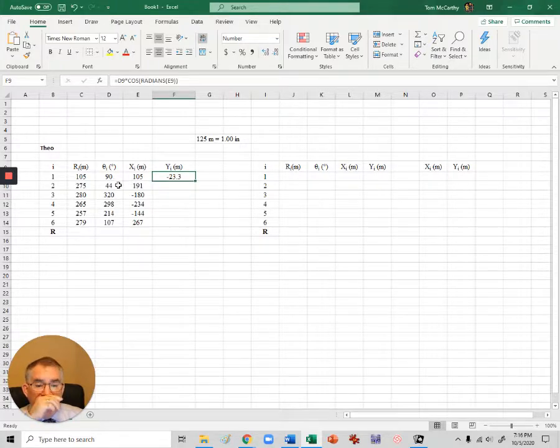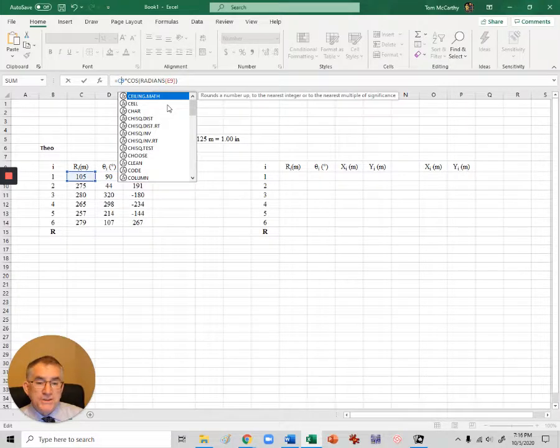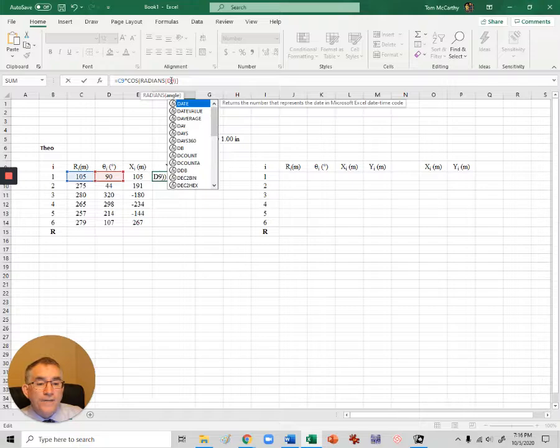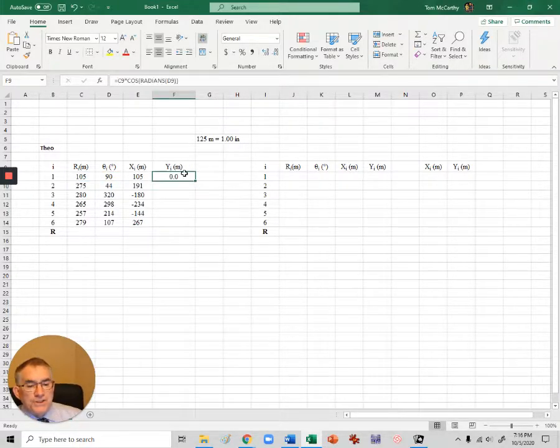So D9, I did lose one. This is supposed to be C9. So C9 and then cosine D9. All right, cosine radians D9. All right, so I get 0, which is perfectly horizontal bearing. And there's my final result. And I can round those off to siggies, 3 siggies.